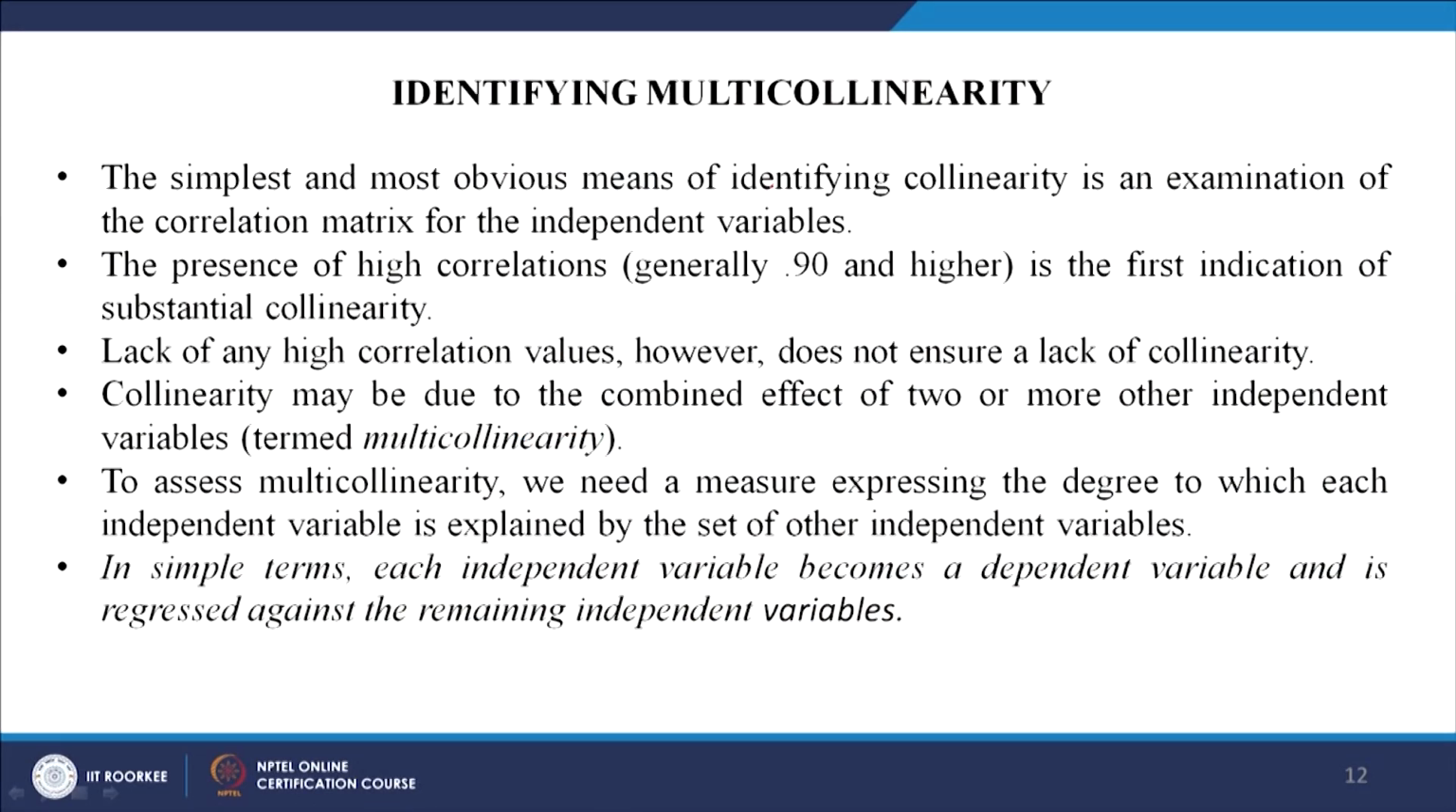So, how do I identify it? The simplest and most obvious means is an examination of the correlation matrix of the independent variables. Just take the independent variables and draw a correlation chart. By now you have understood correlation. The presence of high correlations, generally 0.9 and higher, is the first indication of some collinearity. We are not saying that it is bound to be, but it is an indication that multicollinearity might exist.